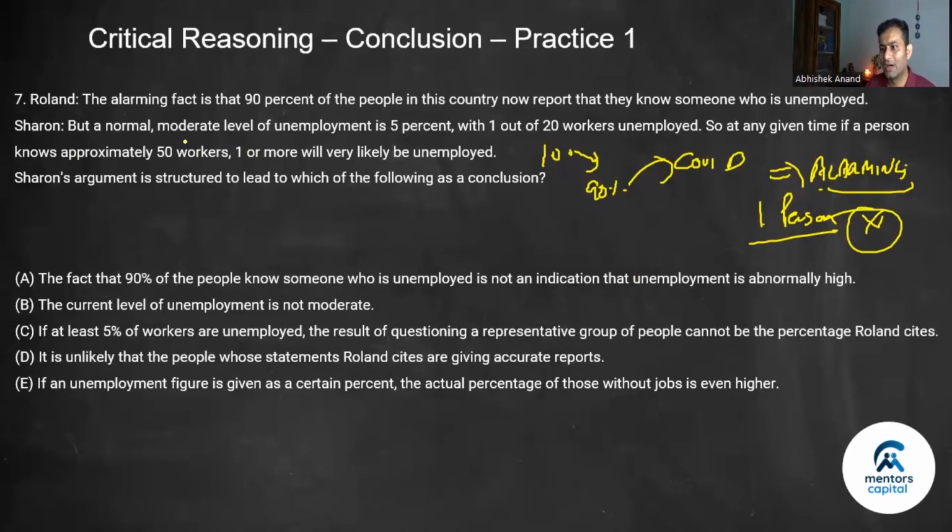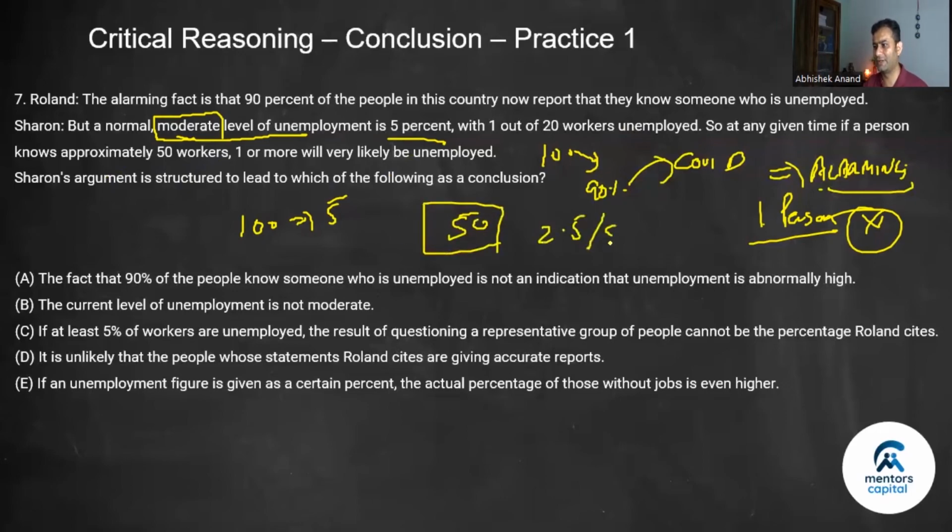Sharon has taken a moderate level, she is qualifying it as moderate, which is acceptable. Her point is that if I take a 5% unemployment rate, out of 100 only 5 people are unemployed, so 1 out of 20 workers. If a person knows approximately 50 people at any given point of time, then 1 in 20, so 2.5 out of 50 would be unemployed. So he would know someone who is unemployed. Therefore, it's not a big deal. That is what Sharon has done.